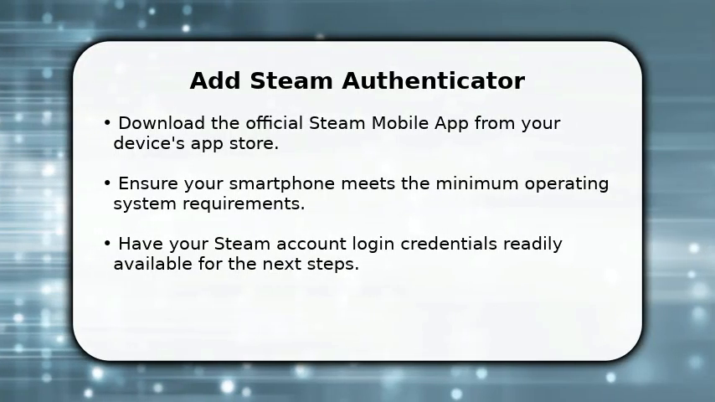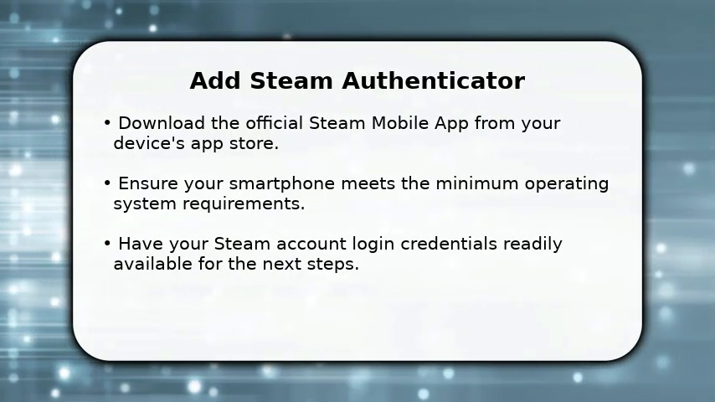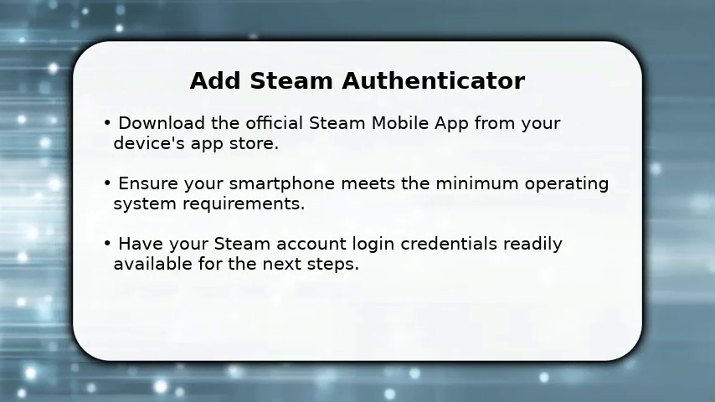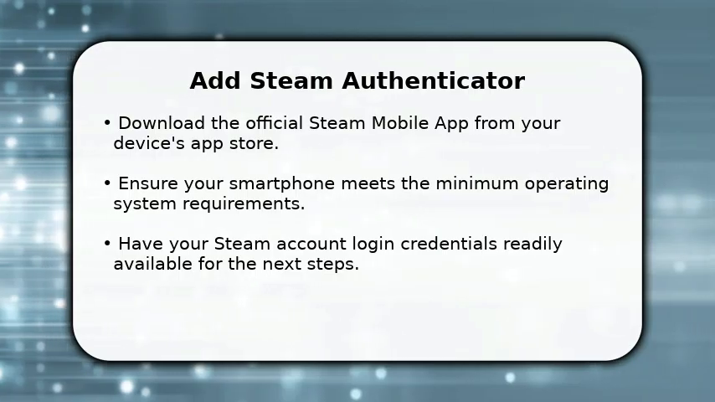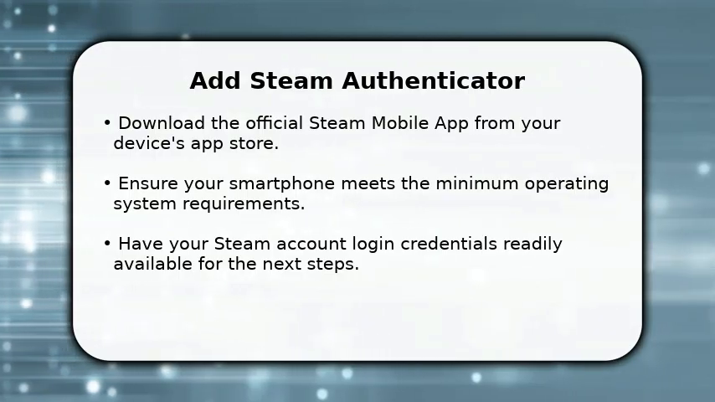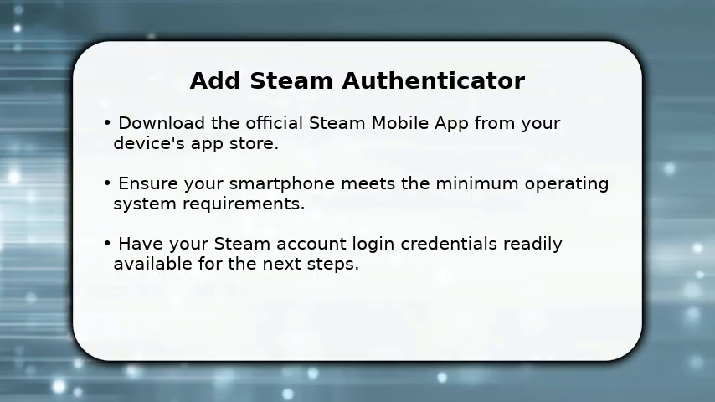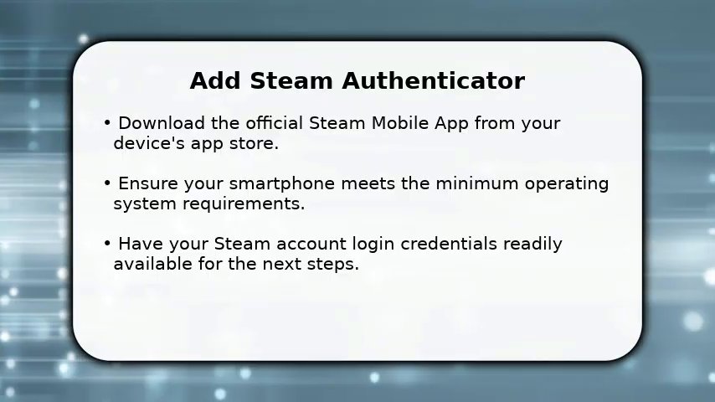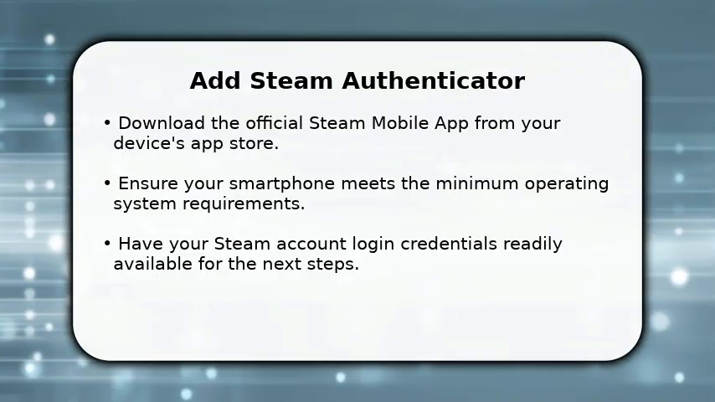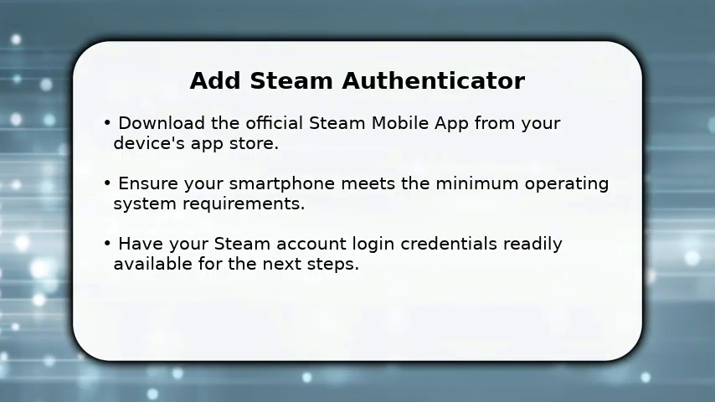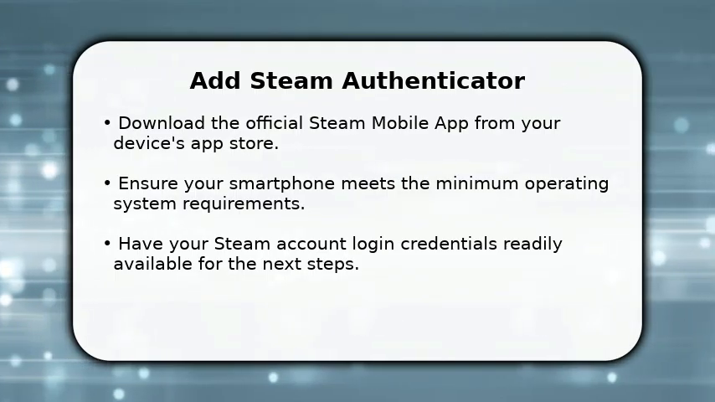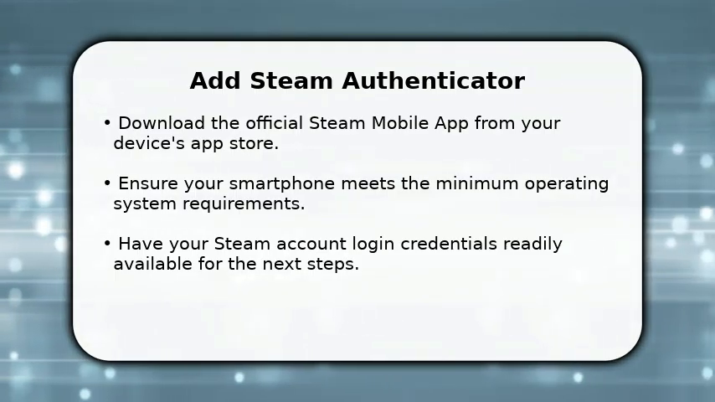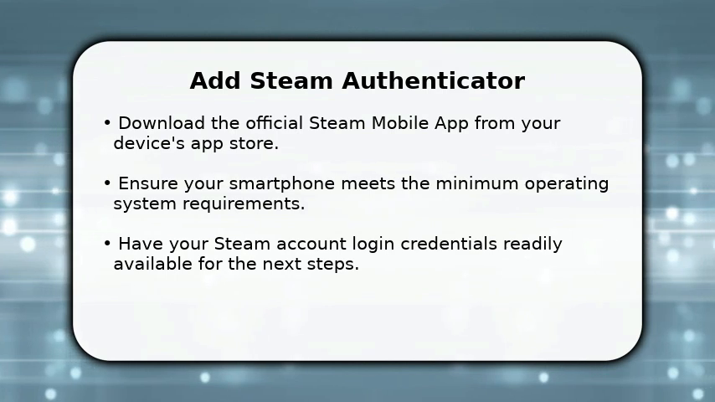In this video, I will explain how to add a Steam Authenticator. First, ensure you have the official Steam mobile app installed on your smartphone. This app is essential for setting up the Authenticator, which provides an extra layer of security for your account. Make sure your phone's operating system is up to date for optimal performance. Having your Steam username and password handy will streamline the entire process, so gather those now.